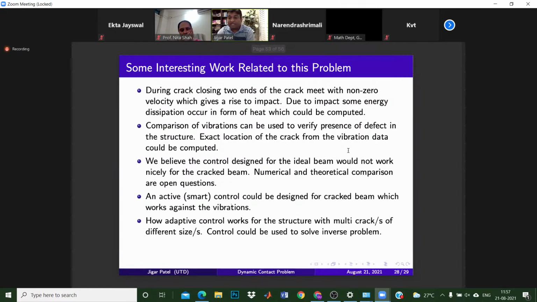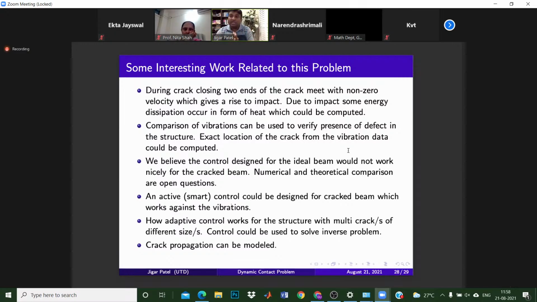So these are the things that are still in progress. How does adaptive control work in the case of multiple cracks? Now, in this case, I completely ignored the crack propagation issue, but this is really a real issue, right? When you apply force, if the applied force is more, then you may have a catastrophic failure of the entire structure, right? The system breaks down, right?